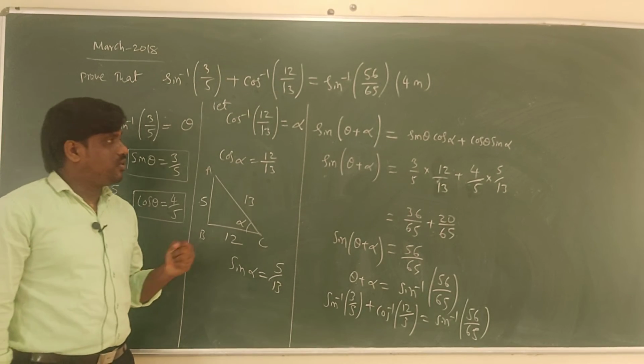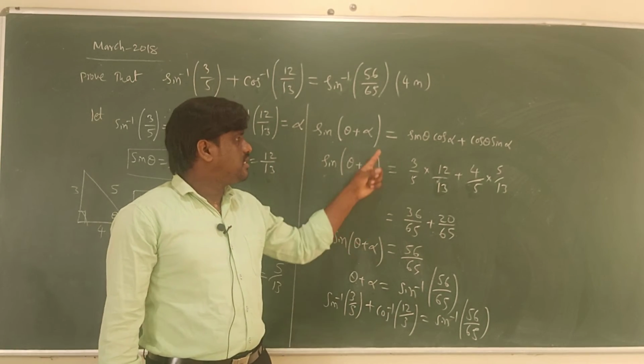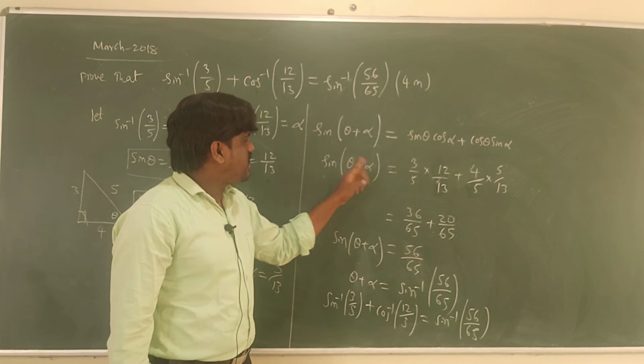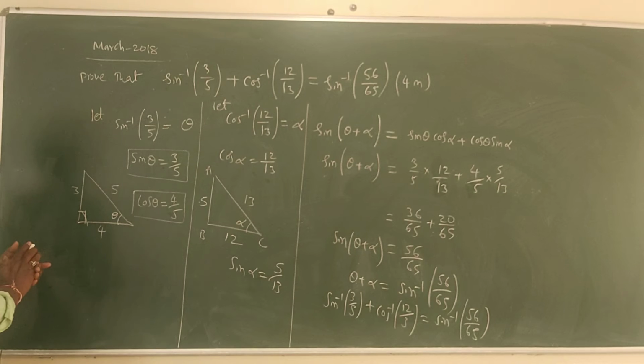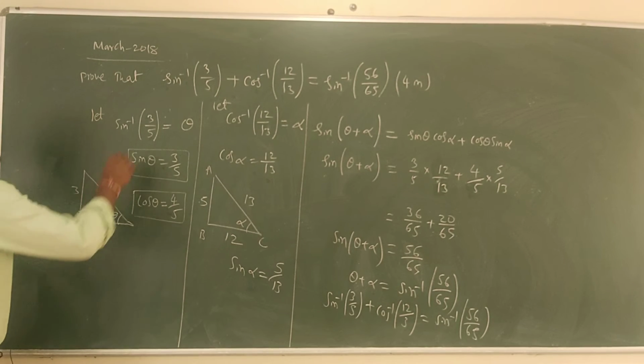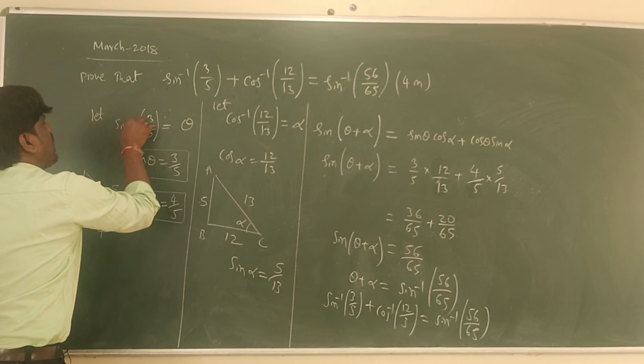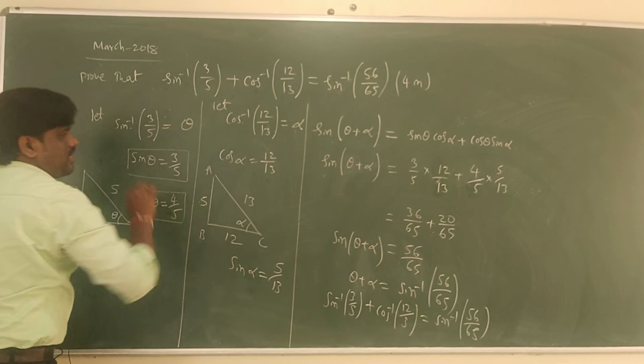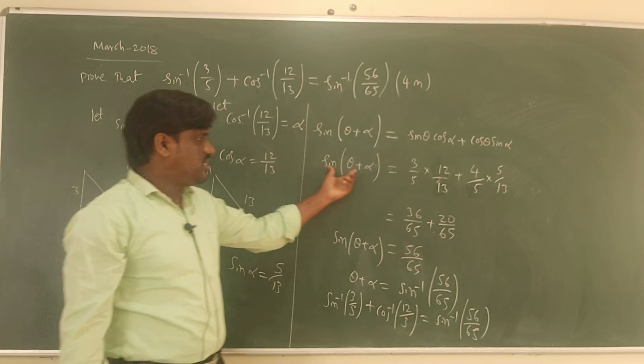The reason why I am doing this: I know the formula sine of a plus b is sine a cos b plus cos a sine b. I use this one, sine of theta plus alpha. Why do I use theta plus alpha? I have to find theta plus alpha only. Theta means sine inverse 3 by 5. Alpha is cos inverse 12 by 13. So that's why I use this formula.